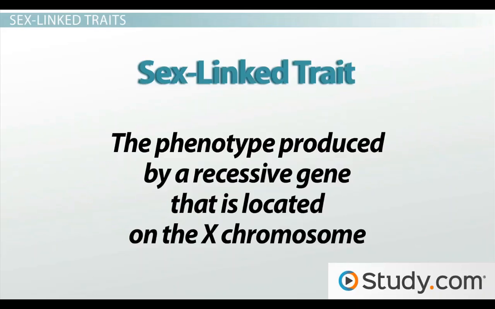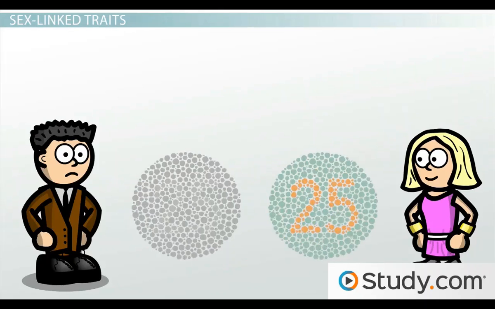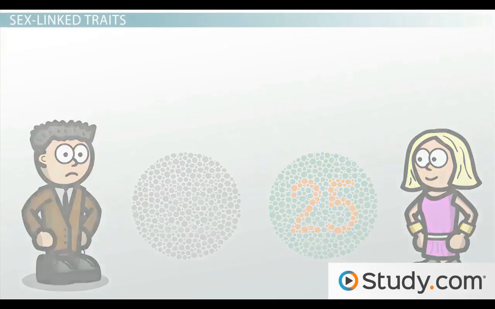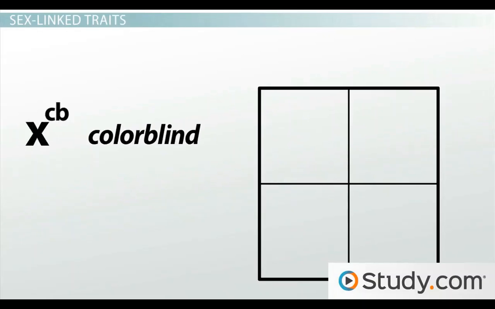A classic example of a sex-linked trait is colorblindness. Now, the colorblindness gene is located on the X chromosome, so men are more likely to be colorblind than women. Now, to understand how this is working a little bit better, let's return to our Punnett squares. So if we represent the colorblindness allele as little cb and the normal allele as big CB, we can track the genotypes and the phenotypes in our Punnett square.